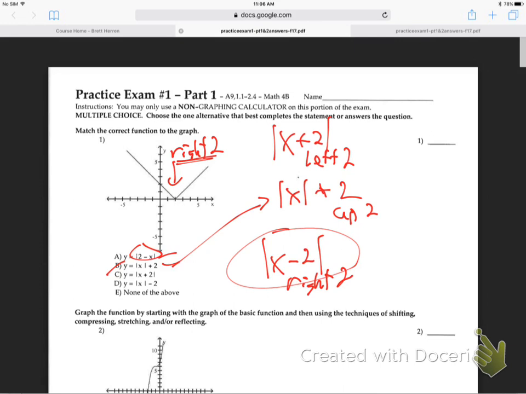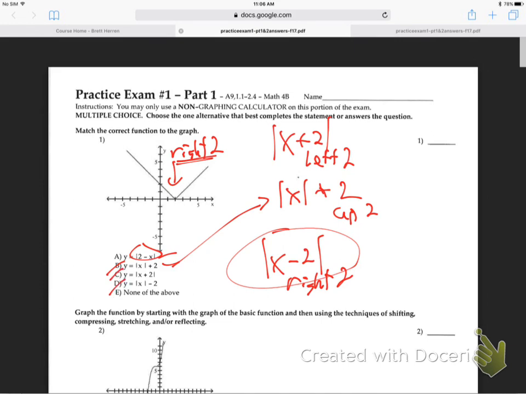Remember, when the stuff is outside of x's little world, whatever x's world is, absolute value, square root, power, 2 power, 3 power, whatever little thing is happening to x, if numbers are outside of that, they're a y effector. They're an up-down effect, aren't they? If it's in there, like C, absolute value of x plus 2, then that's going to be a right-left effect. But that's the wrong one. Plus 2, no, it's supposed to be minus 2, so it's not C for sure.